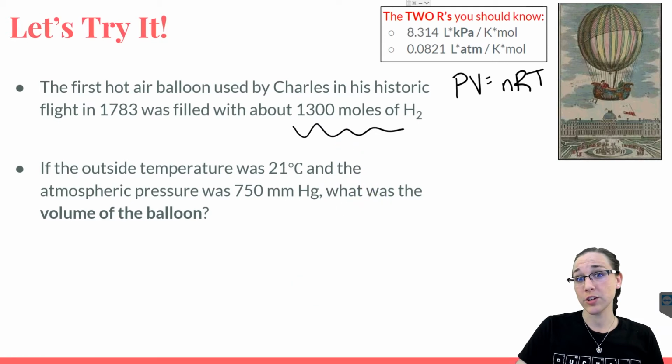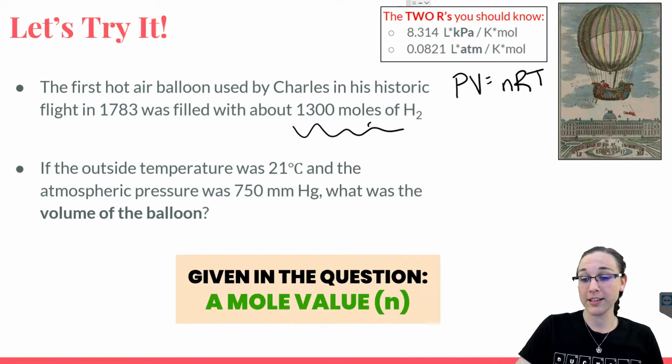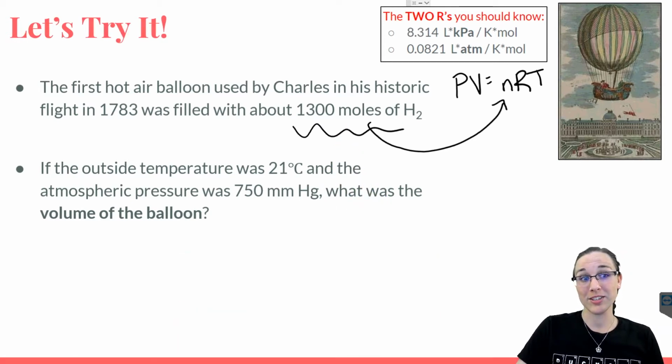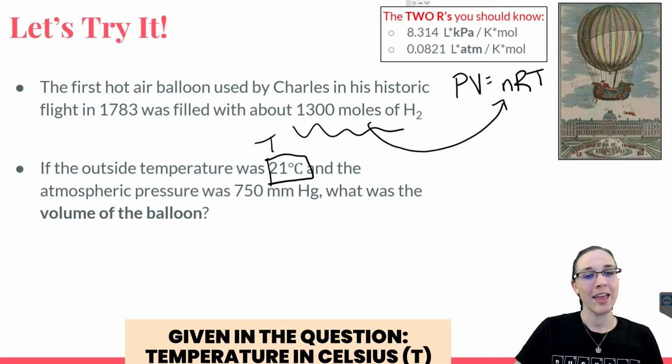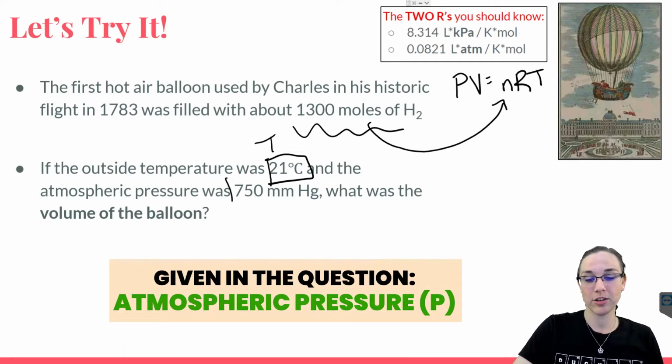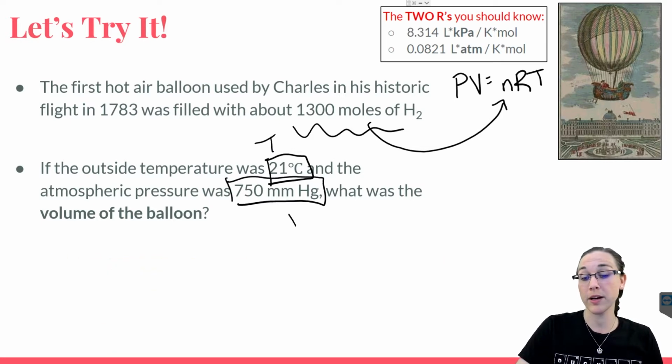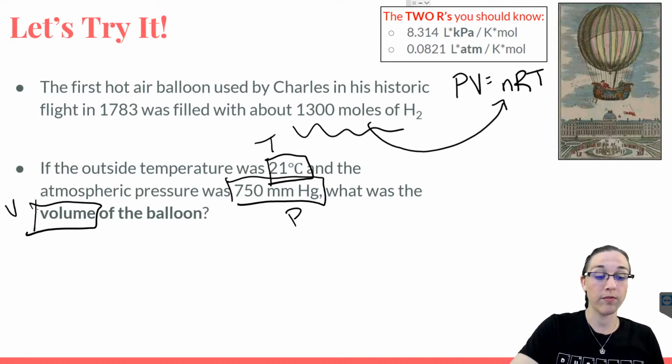So first thing you should know is that we have a mole value. That's our n. What's the rest of the question say? If the outside temperature was 21 degrees Celsius, that's our temperature, but we still need to convert it to Kelvin, and the atmospheric pressure was 750 millimeters of mercury, there's our pressure, what was the volume of the balloon? So we're solving for V in this case.